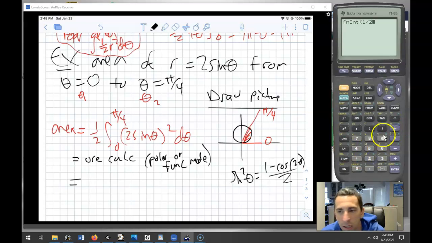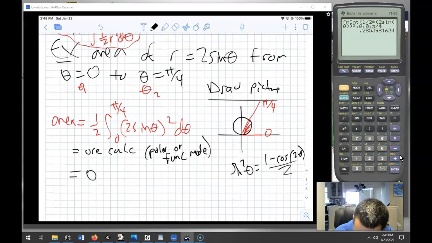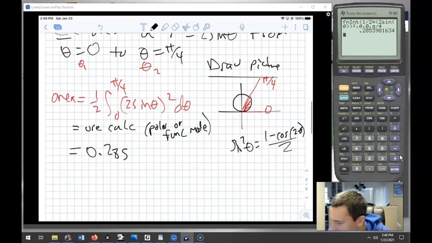I just forgot, honestly. So 1/2 times, and then we have 2 sine theta. And again, you could just put an x there too, it doesn't matter. And that 2 sine thing is squared. And then my x is going from 0 to pi over 4. And because these things are squared, almost always, they're going to be something you need your calculator for. So anyway, we got 0.285. Writing 3 decimal points as always, of course.